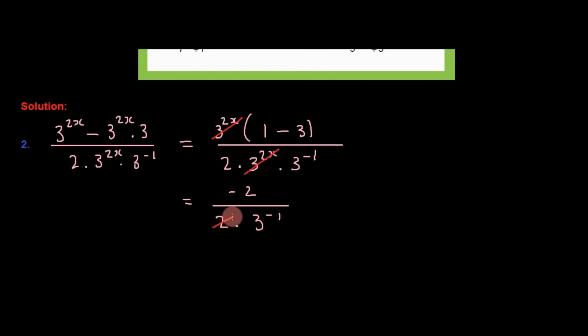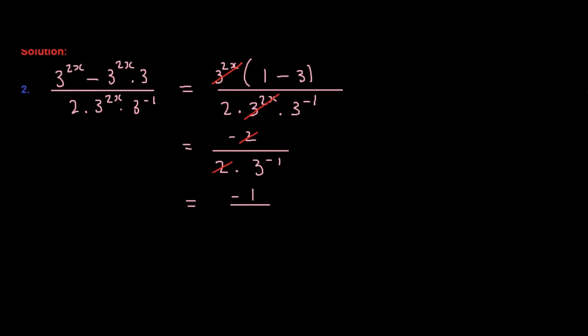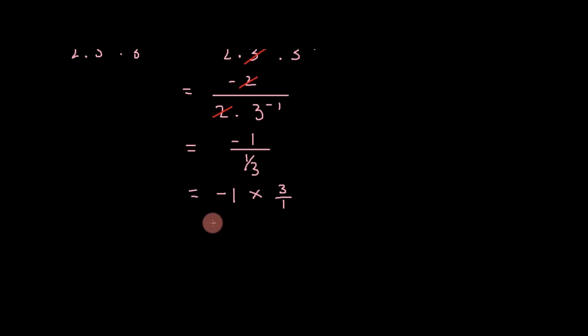The 2's cancel here. We're left with negative 1 divided by 3 to the negative 1. Now, 3 to the negative 1 we can write as 1 over 3. So we can multiply the numerator by the inverse of the denominator. So negative 1 times 3 over 1. And of course, this is just negative 3.